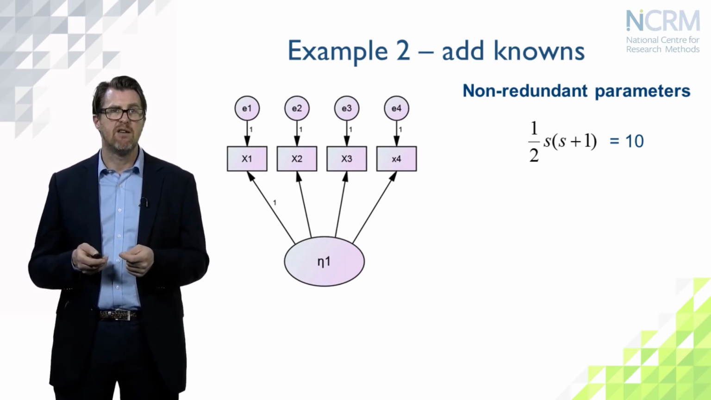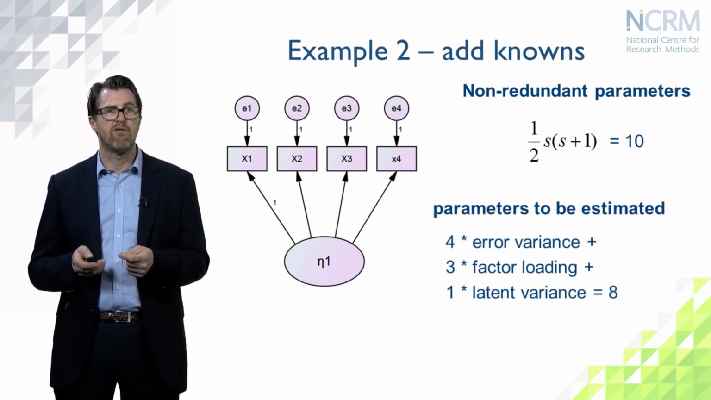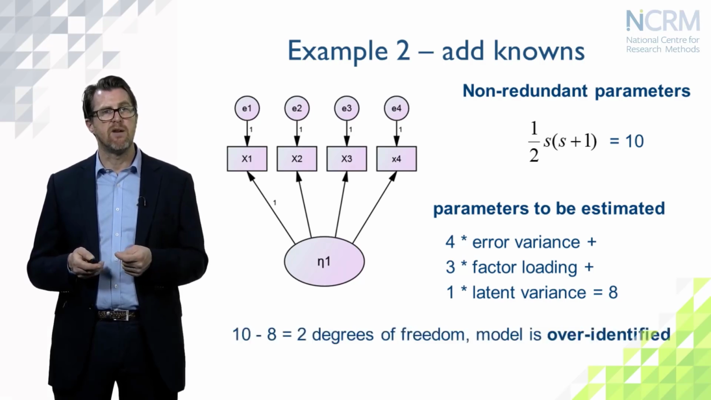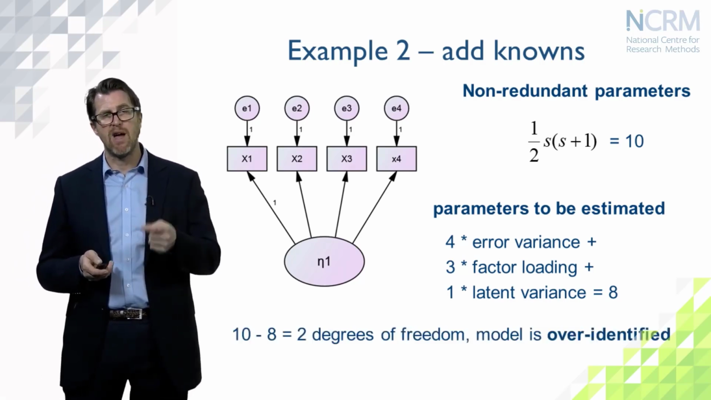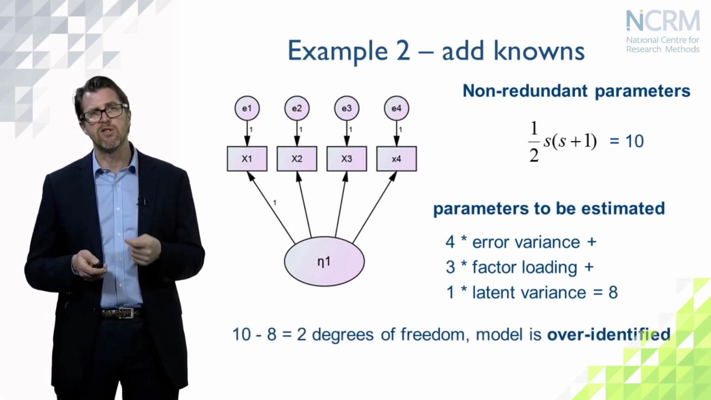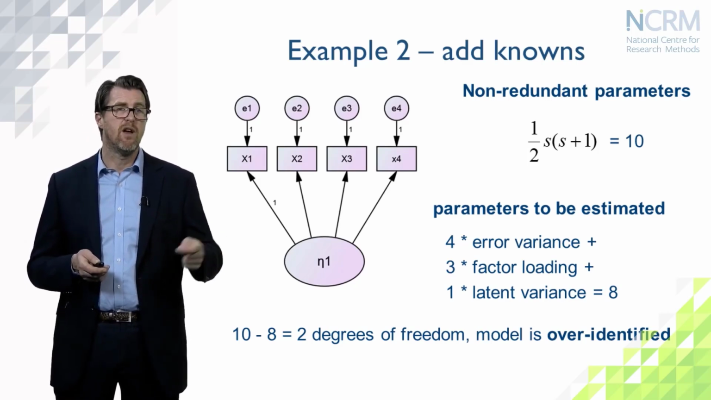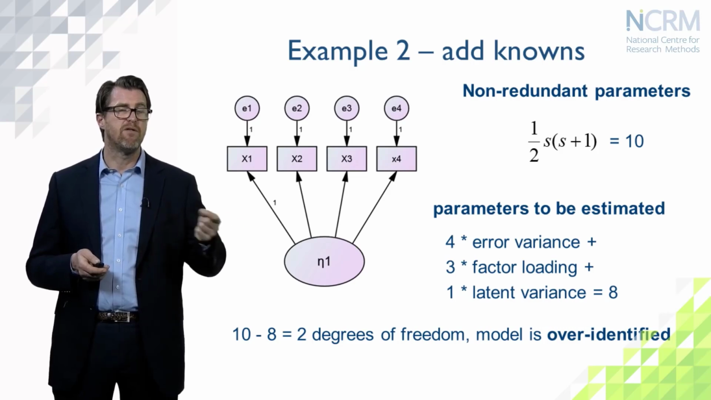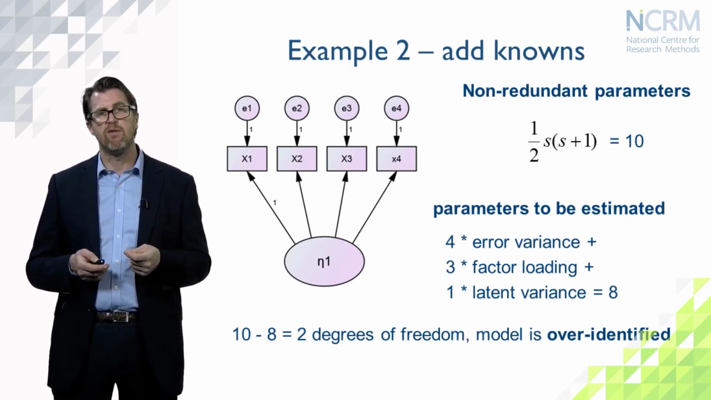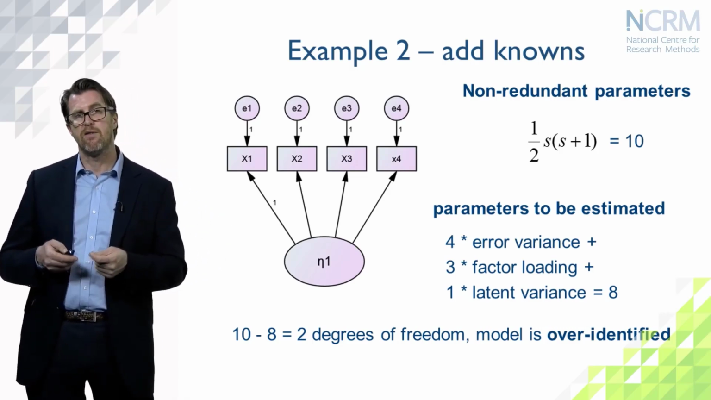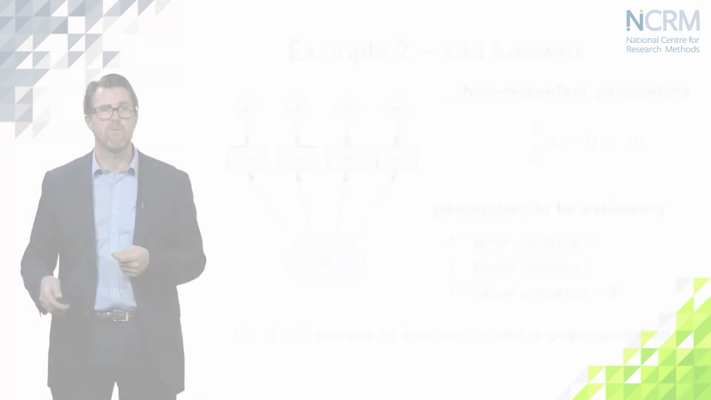We take half of that. Now we have 10 non-redundant parameters in this model, and we have 4 plus 3 plus 1 parameters to be estimated, 8. So 10 minus 8 gives us 2 degrees of freedom. So by adding that 4th observed variable, our model is now over-identified, and we can say something about the fit of that model to the variance covariance matrix that we've observed.